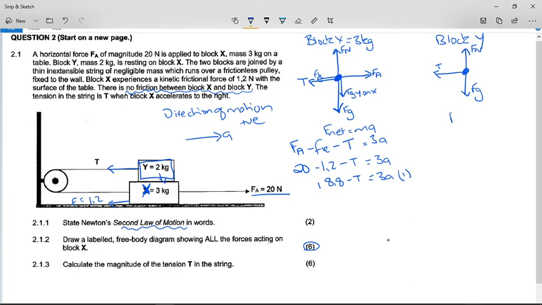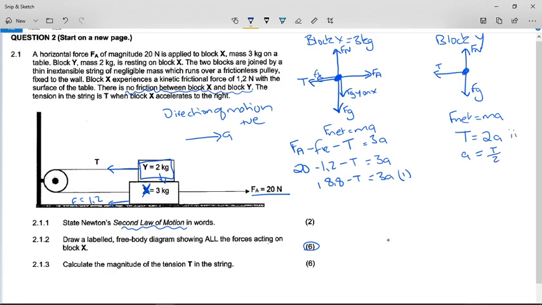If we come to block Y, we can say again F net equals MA. What forces have we got here that are in the direction of motion? We literally only have T. T is the net force, which is equal to MA. The mass is 2. We don't know the acceleration.